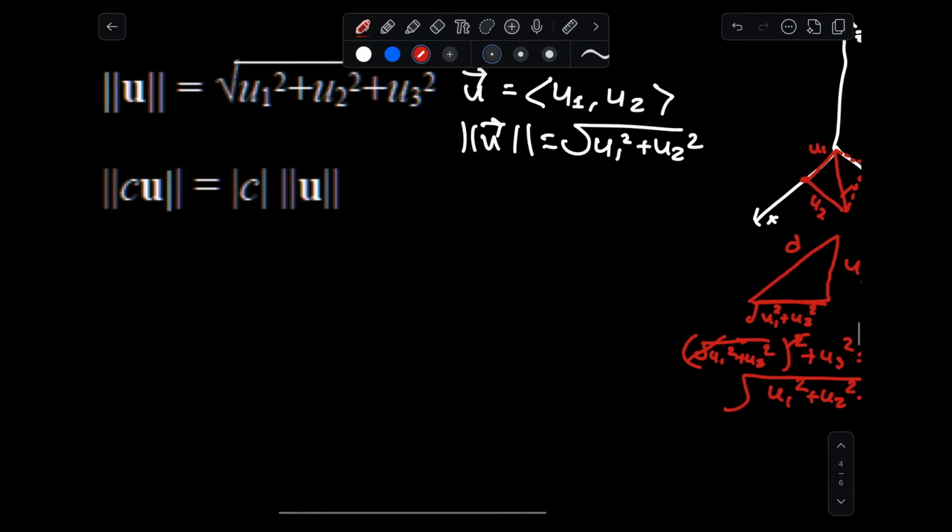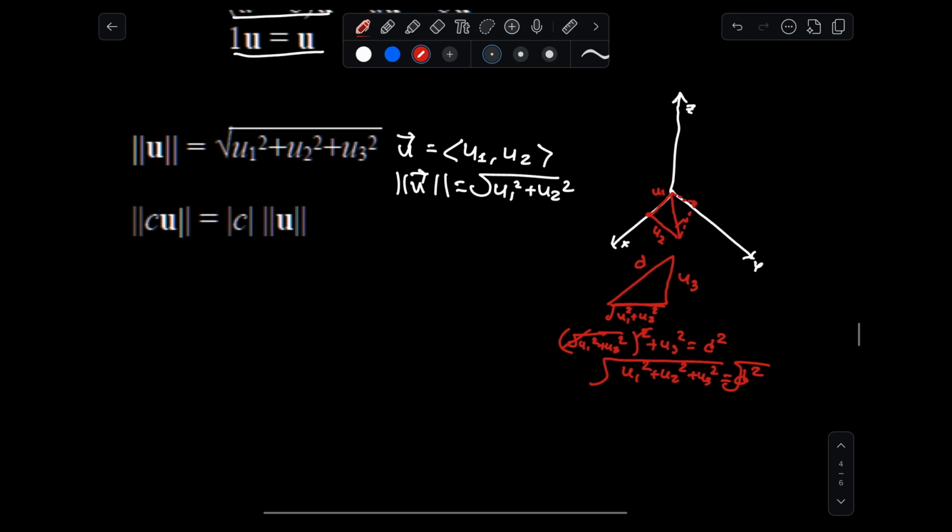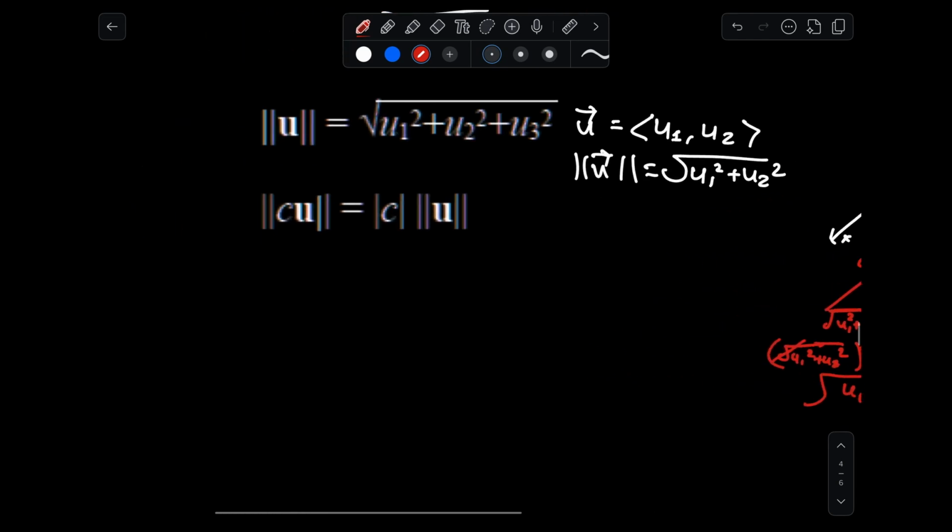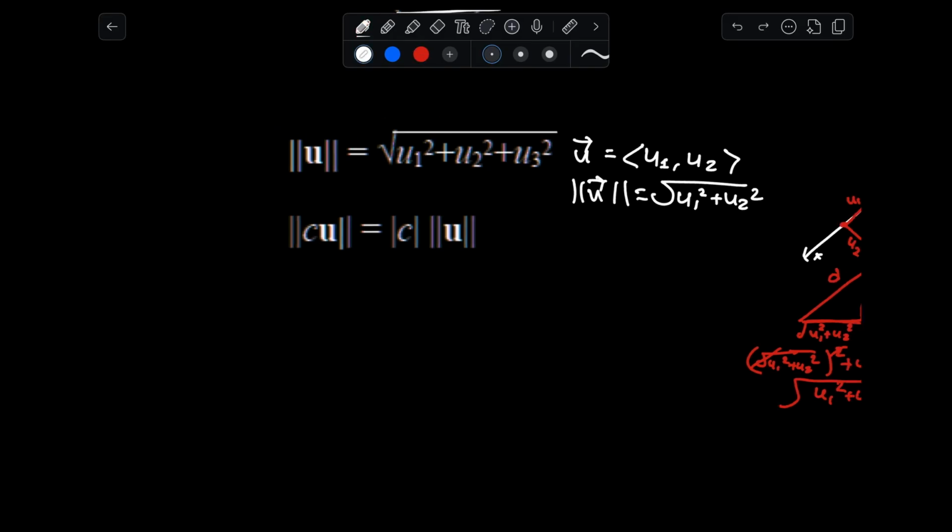And that's how you would derive that for this in 3 variables. Another property that's kind of similar to this is the magnitude of c times the vector u equals this. This kind of makes sense if we think about multiplying something by 3, like 3 times this vector. We do 3 to get 3, 3, 3.